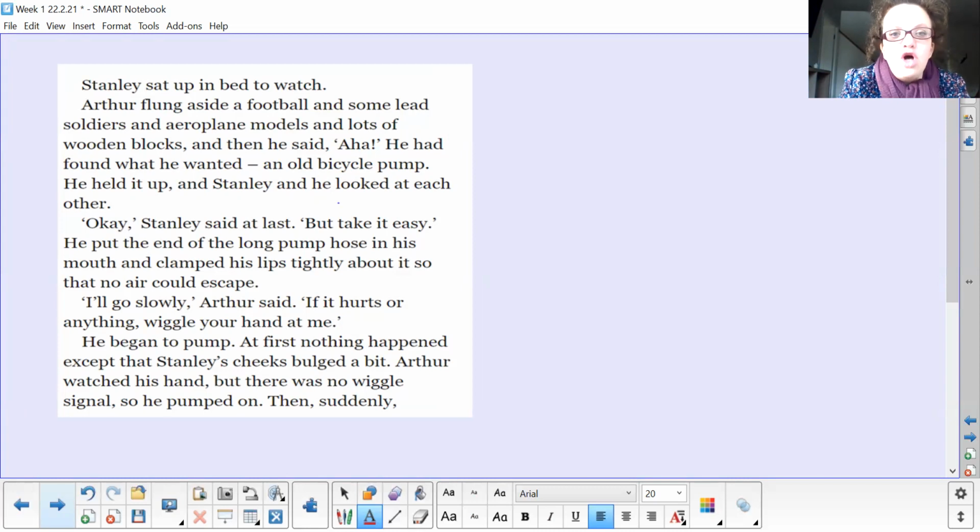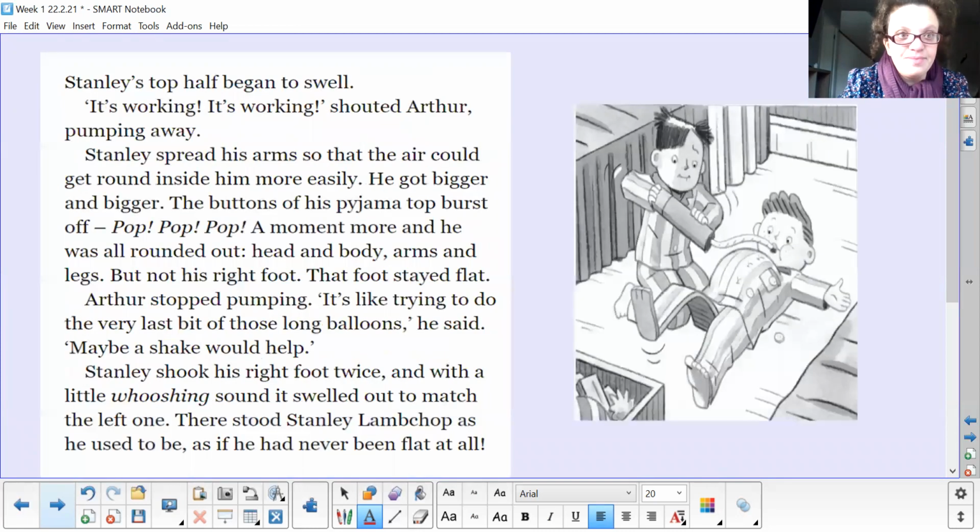He put the end of the long pump hose in his mouth and clamped his lips tightly about it so that no air could escape. I'll go slowly, Arthur said. If it hurts or anything, wiggle your hand at me. He began to pump. At first, nothing happened except that Stanley's cheeks bulged a bit. So bulge means get bigger, a bit like a hamster's cheek. Arthur watched his hand, but there was no wiggle signal. So he pumped on. Then suddenly, Stanley's top half began to swell like a balloon, get bigger. It's working, it's working, shouted Arthur, pumping away.